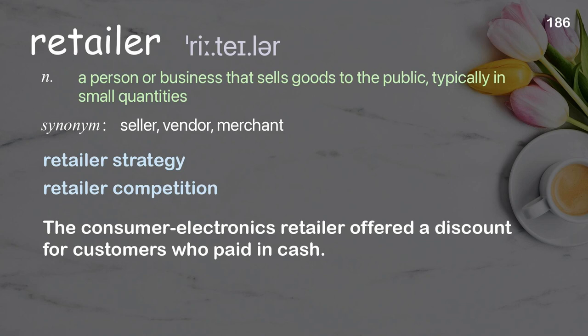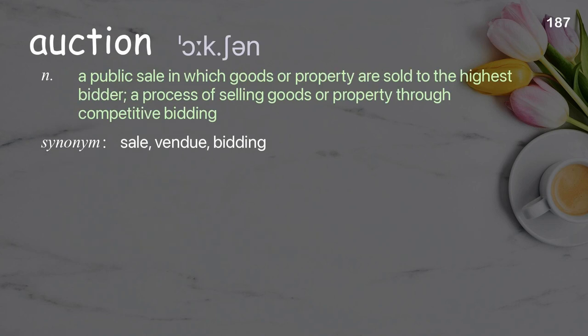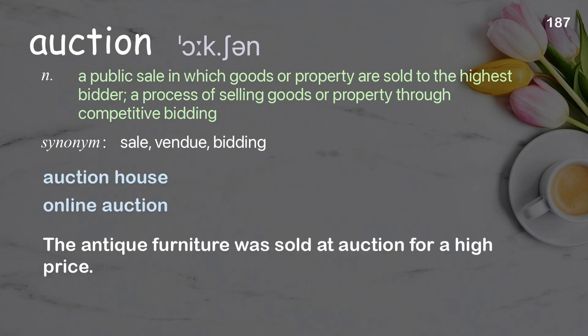Auction. A public sale in which goods or property are sold to the highest bidder. A process of selling goods or property through competitive bidding. Examples: auction house, online auction. The antique furniture was sold at auction for a high price.